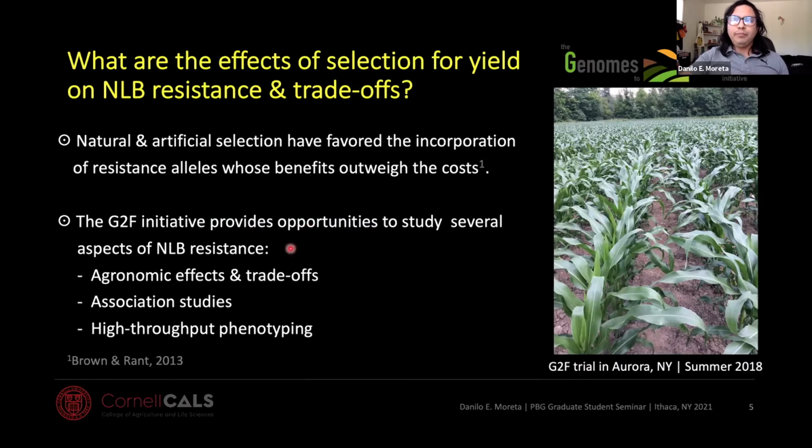Although my NLB trial was planted over 6 years in a single location here in New York State, the G2F initiative provides unique opportunities to study several aspects of NLB resistance in maize hybrids. So in the next slides, I will present my results on agronomic effects, association studies, and high throughput phenotyping.